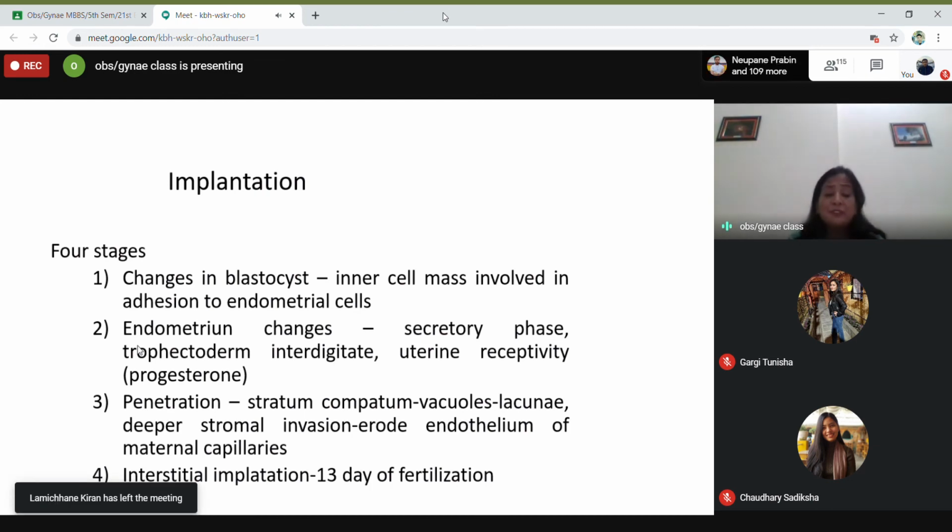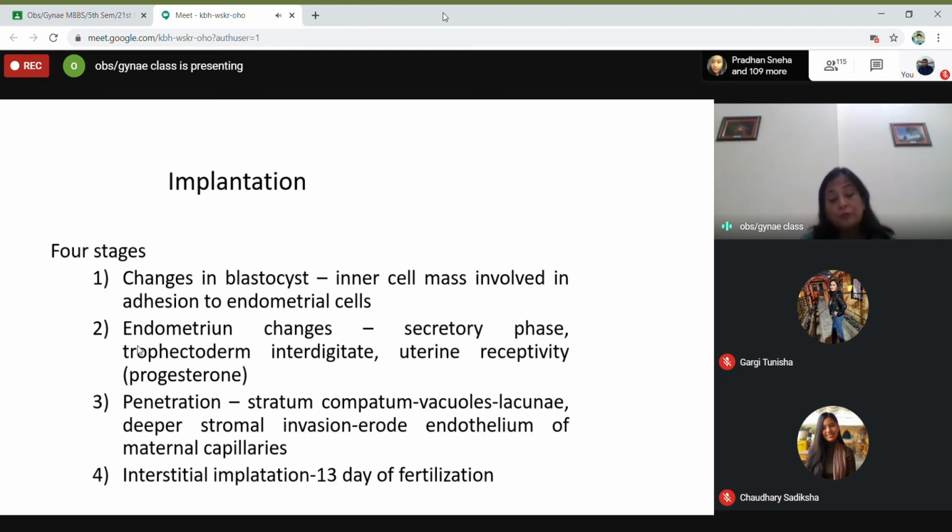There are 4 stages of implantation. So the first stage is changes in the blastocyst. The inner cell mass is involved in adhesion to the endometrial cells. And there should be some changes in the endometrium before the implantation. If there are no endometrial changes, implantation doesn't occur.